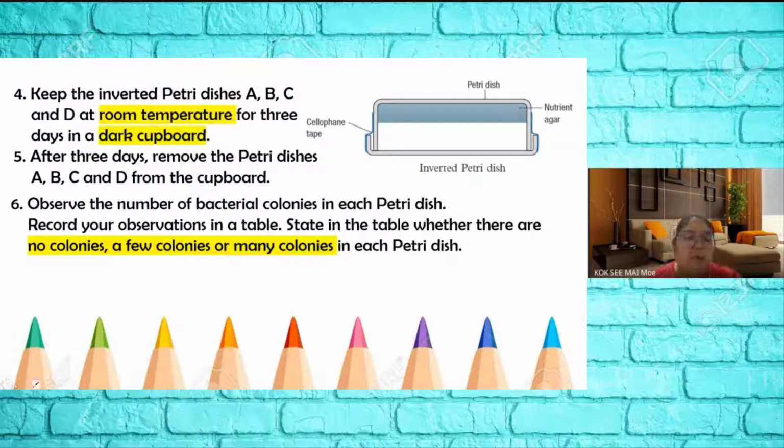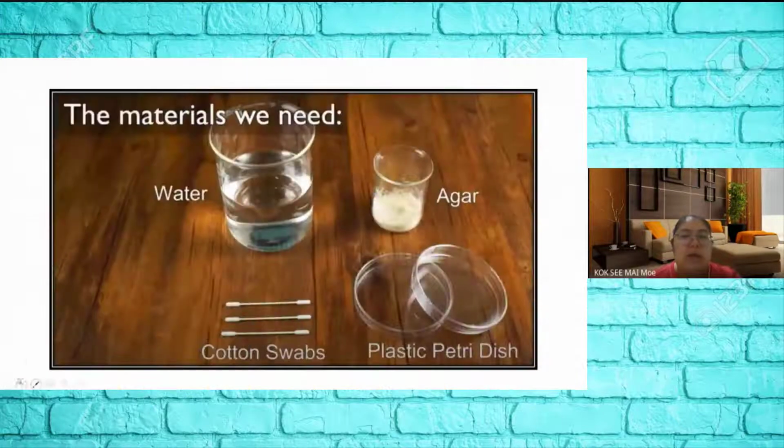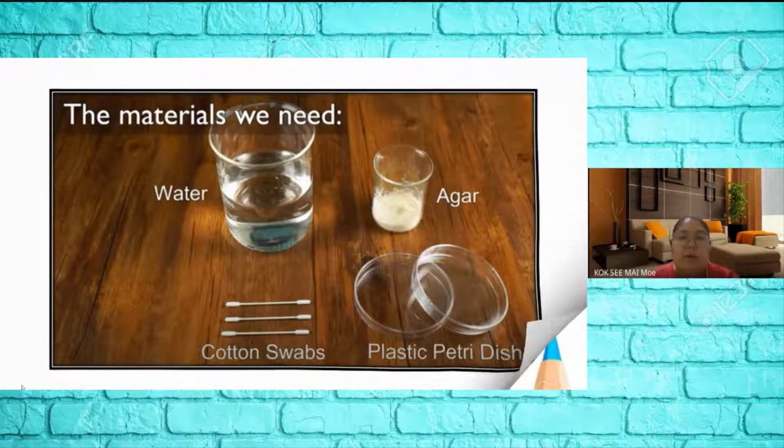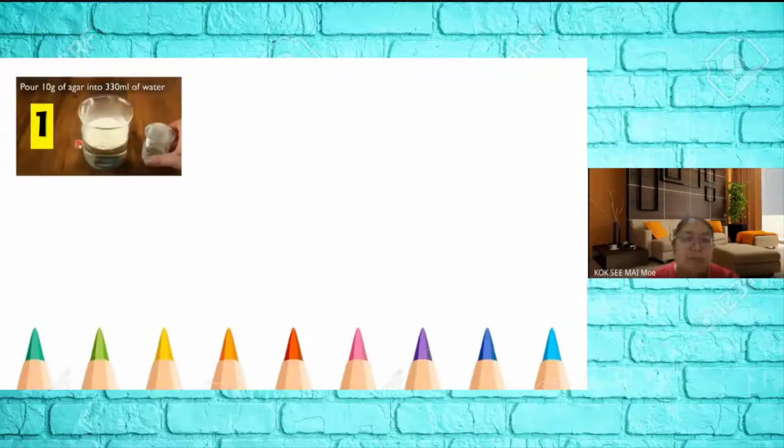So from here we see the example. This is the material we need. The water, and you buy the agar. After that you're using your water wrap, and then you've got the dishes. From here we see the first step. This one is not using your finger, this one is normal. Agar is one of the nutrients, so that's why they're using the agar. First, they're using 10 grams of the agar into 330 milliliters of water, which they pour inside.